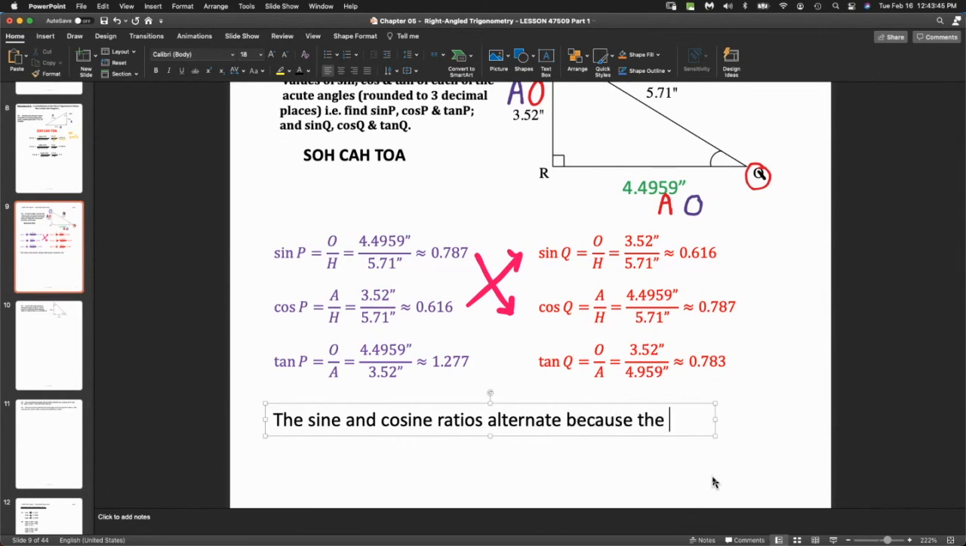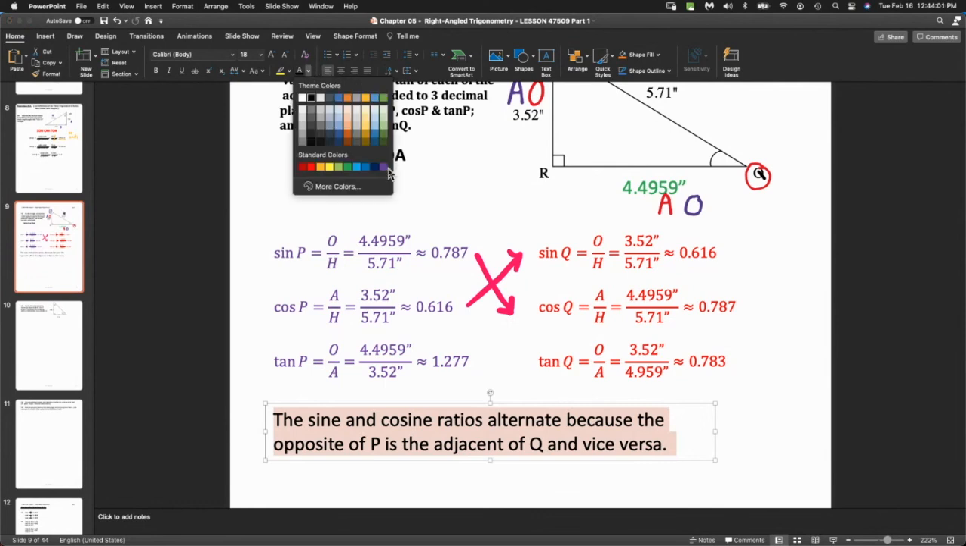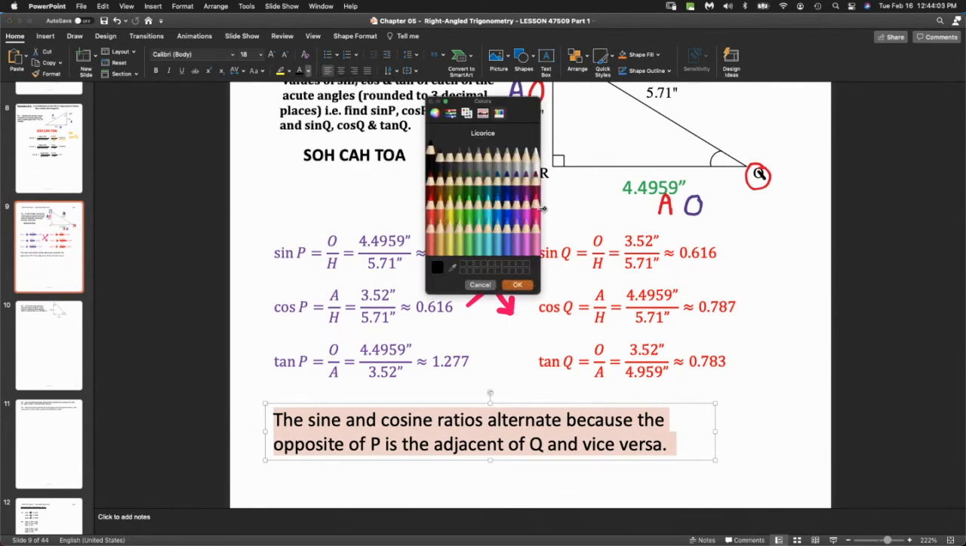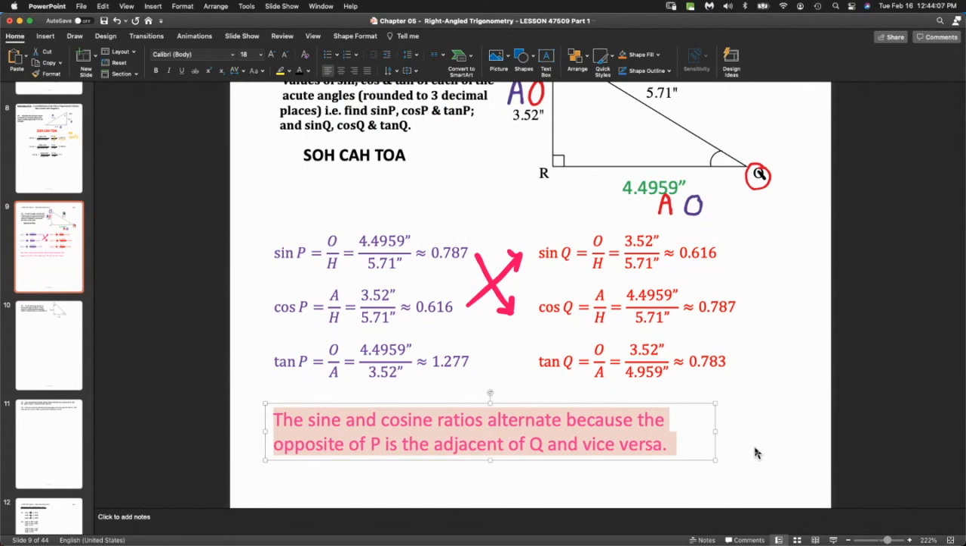They alternate because, like you said, the opposite of P is the adjacent of Q. And vice versa. Very, very good comment there, Rocco. You are exempt from answering questions for the rest of the day because you've proven your might.